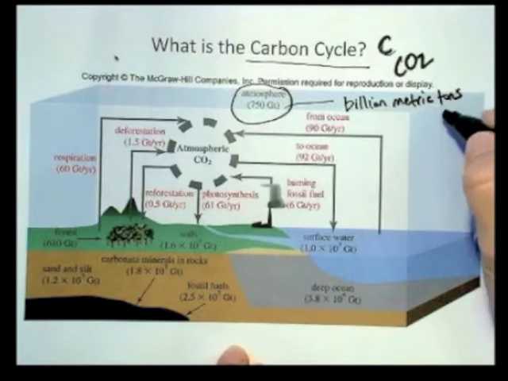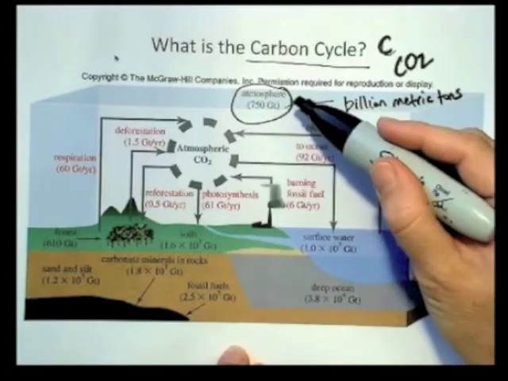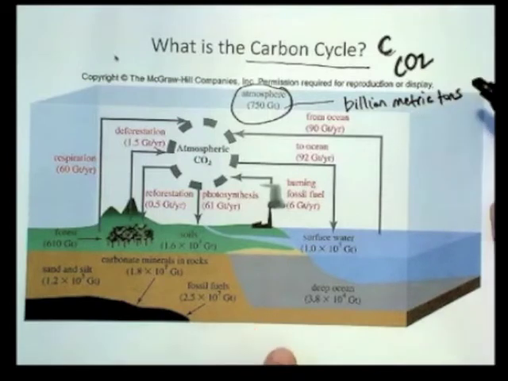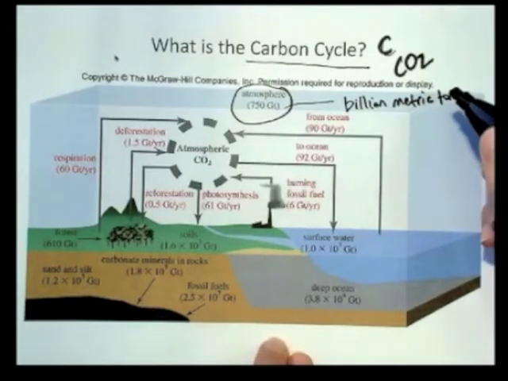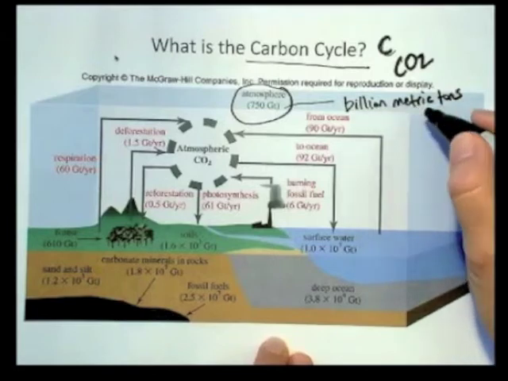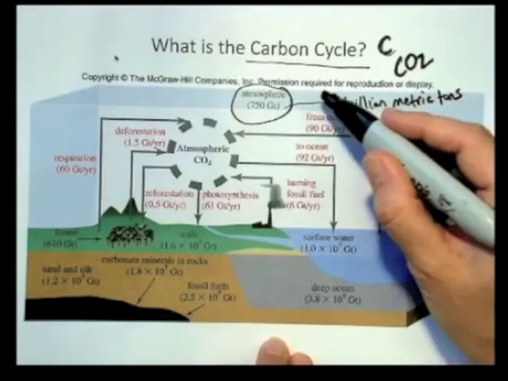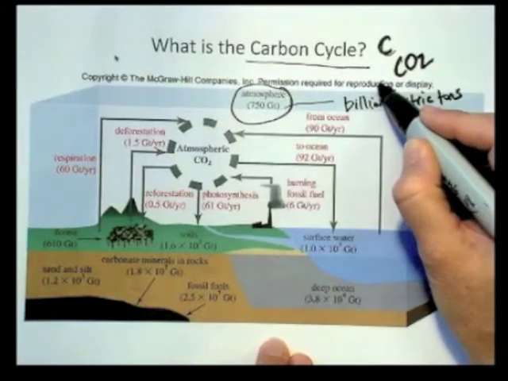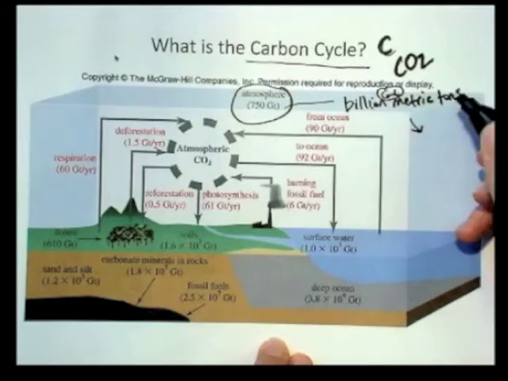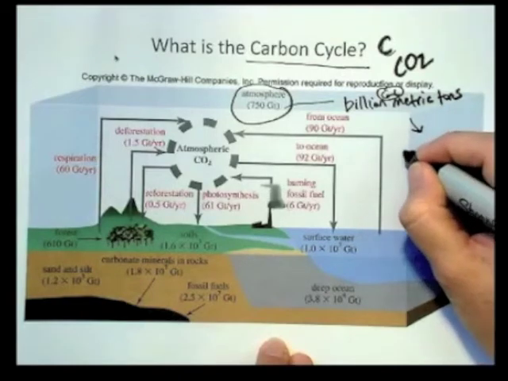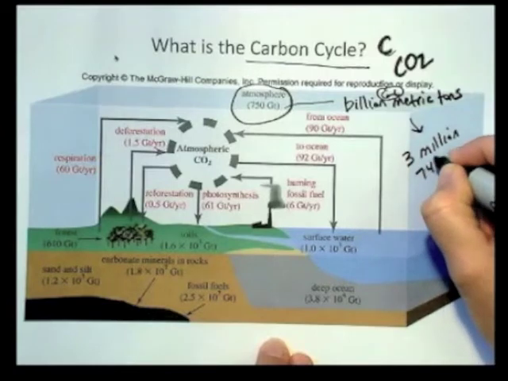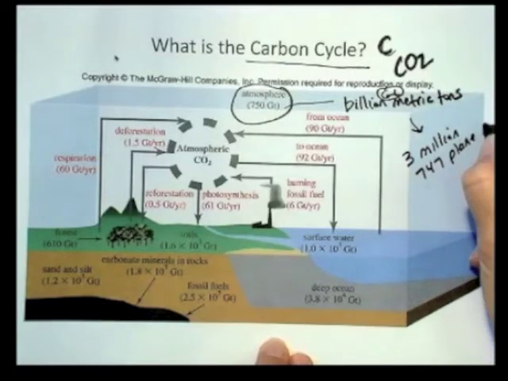And a billion metric tons is sort of hard to imagine, especially when we think of the atmosphere. We think of the atmosphere as not really weighing very much, and carbon dioxide is a gas. But as it turns out, 750 gigatons, and a GT stands for a billion metric tons, is the same as the mass of 3,747 planes. That's a lot of mass.